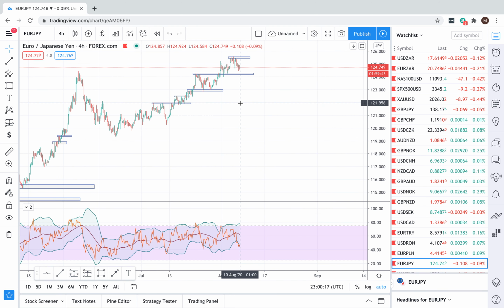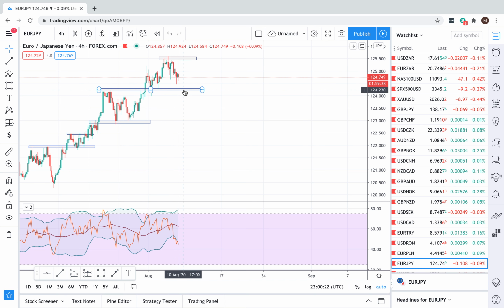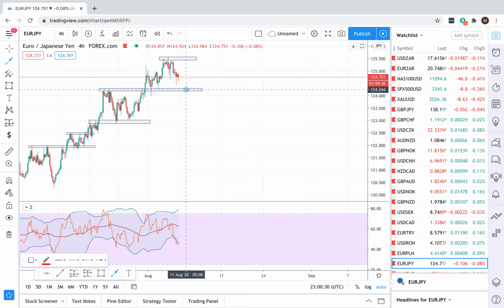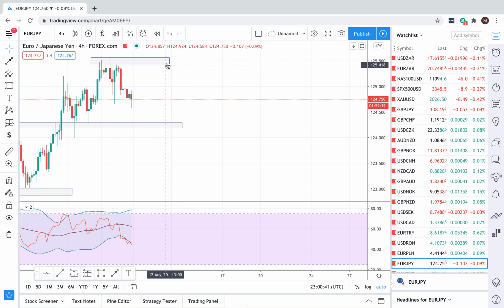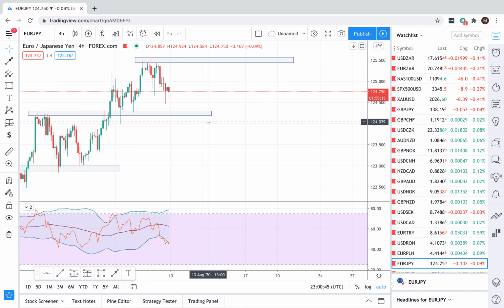Euro JPY, consistent uptrend right here, possible retest at the zone to go in long. After price retests the zone, we have a possible setup to go in long and target this high over here. Or if price does not retest the zone, it can keep heading upwards, break this zone, come back and retest, but only enter after we see clear rejection at the key levels.